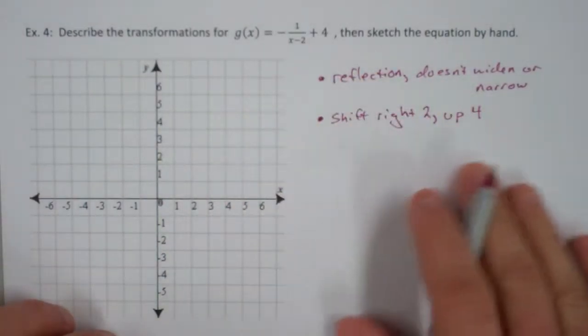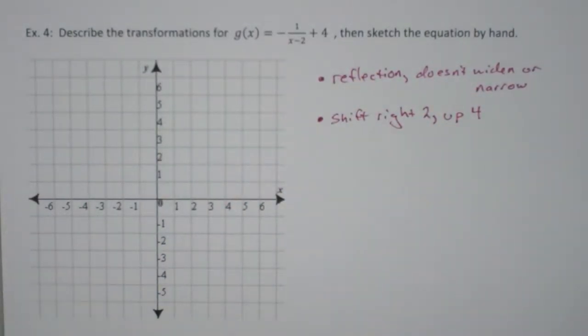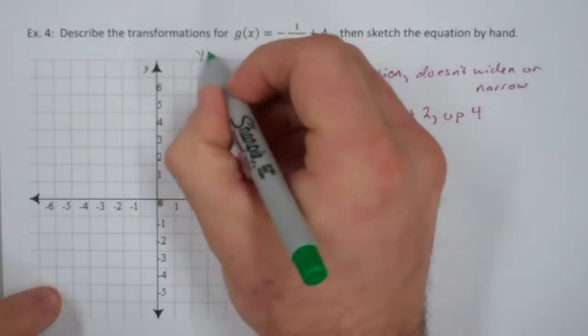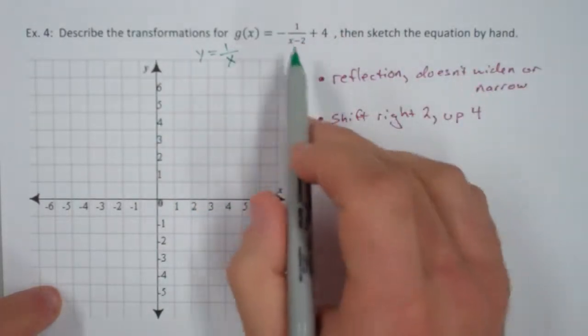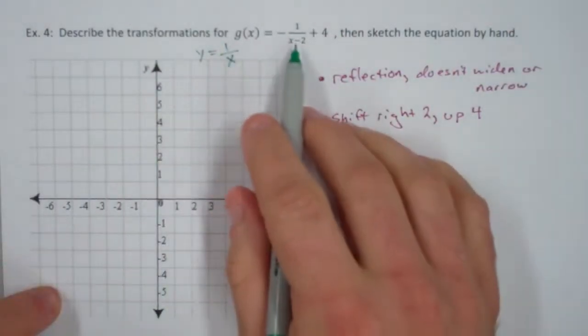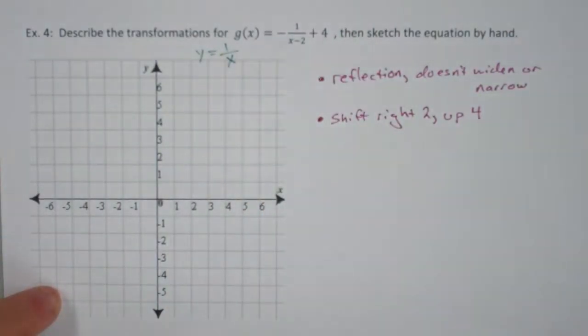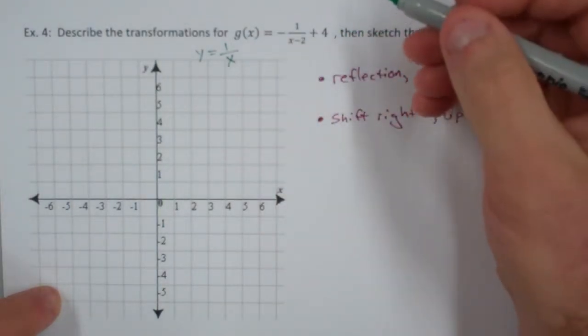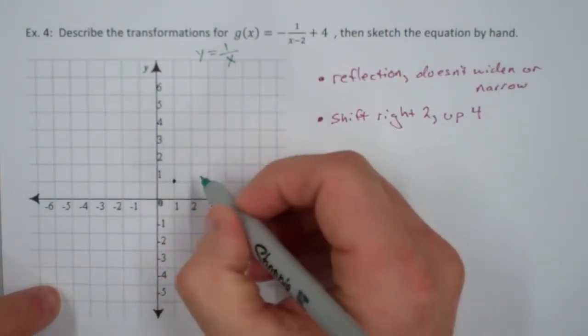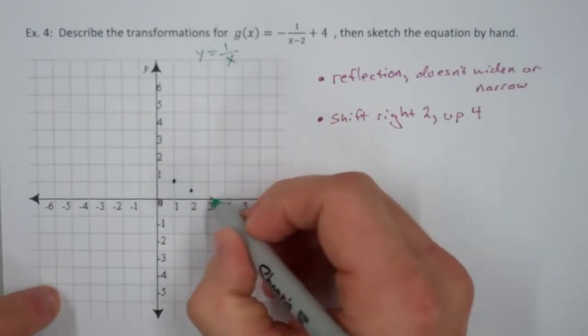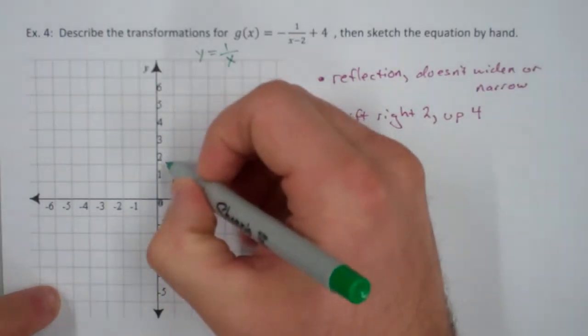All right. So now we have a picture of what's going on. Let's graph the parent function. The parent function for this one is going to be y is equal to 1 over x. That's the simplest form of this. Take the negative sign out, take the minus 2 out, take the 4 away, and you've got 1 over x. So graphing this one, we know that the point (1, 1) is on the graph, (2, 1/2), (3, 1/3).